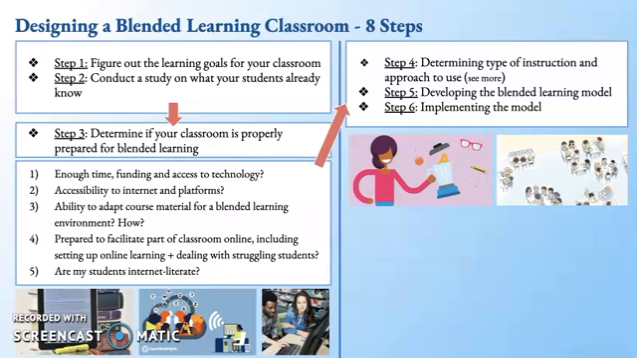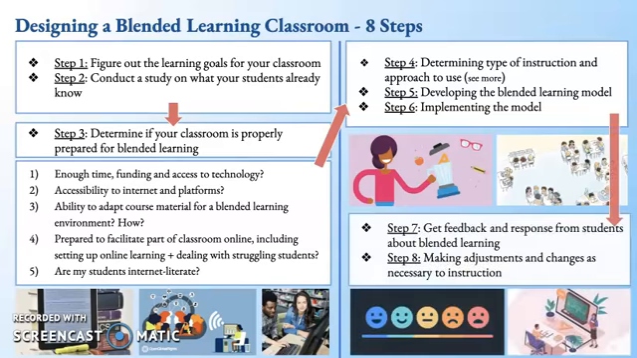Step 4 is determining the type of instruction and approach to use, which I will talk more about in the example slide. Afterwards, you can start developing the blended learning model and then implement it in your classrooms. Step 7 is getting feedback and response from students, and step 8 is making adjustments as necessary to your instruction.